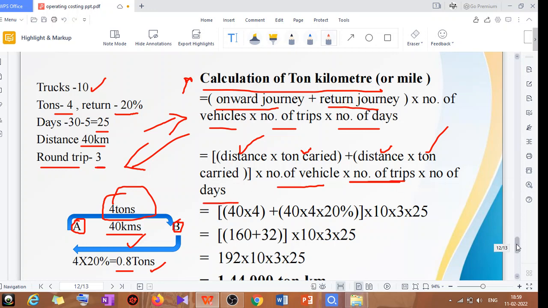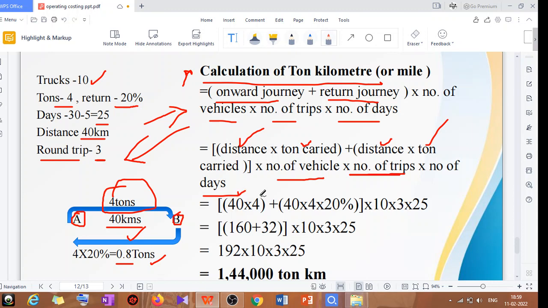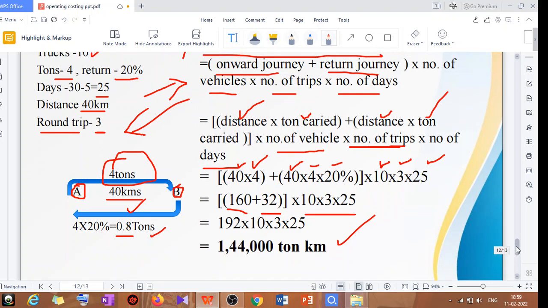So what is the distance traveled? Distance traveled is 40. Tons carried is 4. While coming back, that is the returning journey, distance is 40. Ton carried, out of 4, 20%. Into number of vehicles, 10. Number of trips is 3. Number of days 25. Clear? First you solve it. 40 into 4, 160. 40 into 4 into 20%, it is 32. Then multiply everything, that is 10 into 3 into 25. After solving everything, you will get 1,44,000 ton kilometer. I hope it is clear to you. It is simple. Now this 1,44,000 is the ton kilometer.